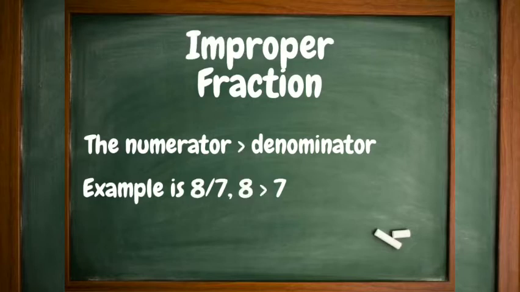Second type is improper fraction. The numerator is greater than the denominator. For example, 8 over 7. We know that 8 is greater than 7.